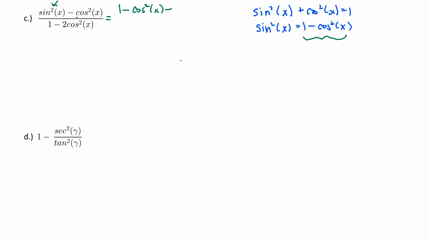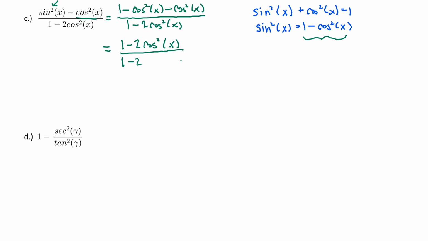Now remember, we already had a minus cosine squared of x in the numerator, so I'm going to make sure and copy that down. And in the bottom, I'm just going to leave it as is, 1 minus 2 cosine squared of x. Now, maybe you see it in a flash. The two minus cosine squareds in the top are going to combine to give us 1 minus 2 cosine squared of x. So we have the same factor in the numerator and the denominator, so the entire expression reduces to 1. Isn't that interesting? This expression is a fancy way of writing 1. And we will finish with example D.